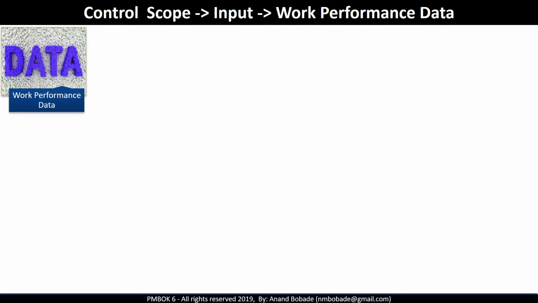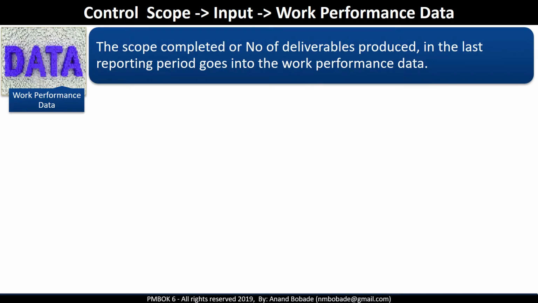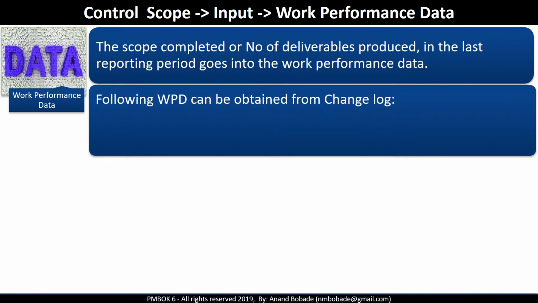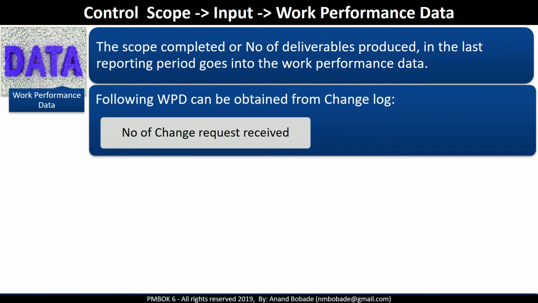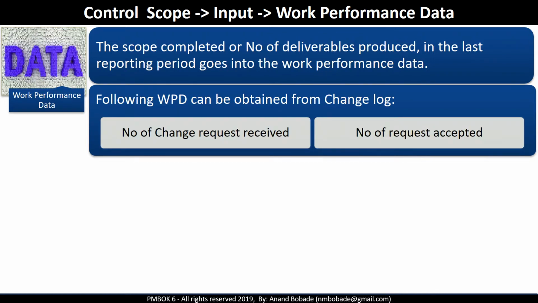Work performance data. The scope completed or number of deliverables produced in the last reporting period goes into work performance data. Project manager will compare work planned and the actual work done. Change log contains work performance data on the number of change requests received and the number of change requests accepted. All this work performance data will be used for variance analysis and trend analysis.